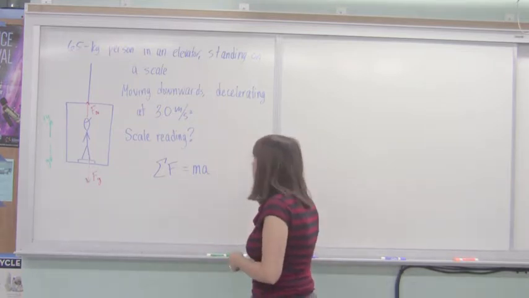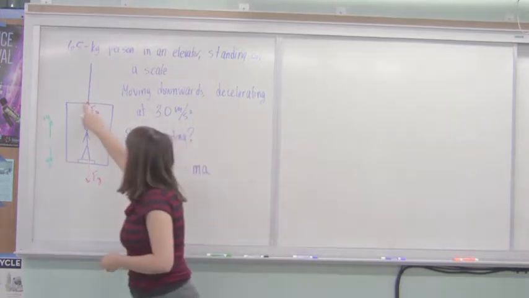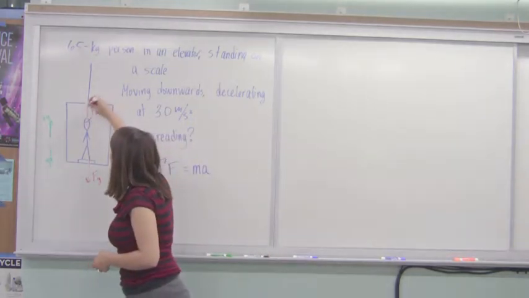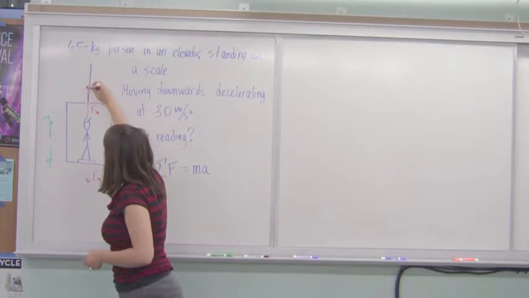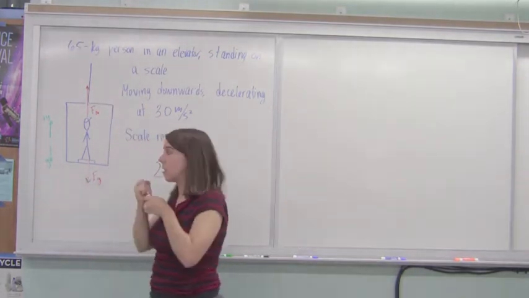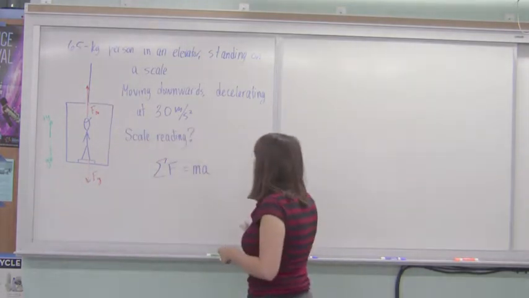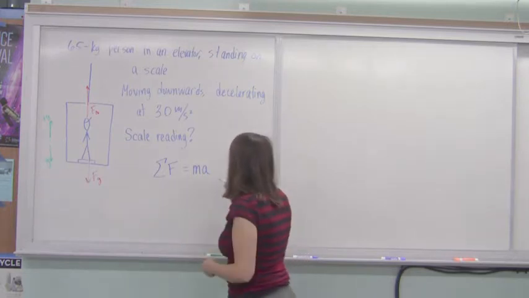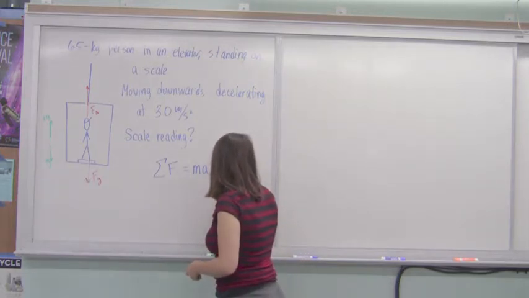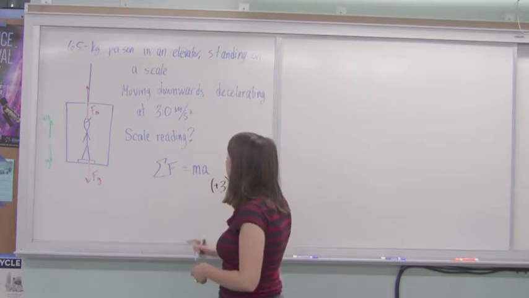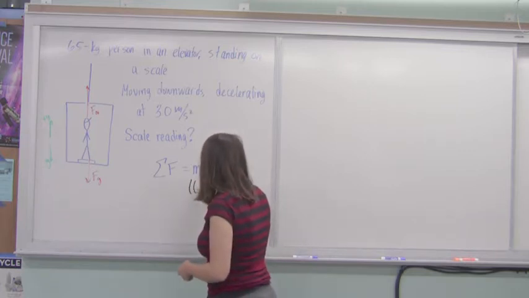Really, what I should have drawn is for the normal force to be bigger than gravity. I don't always worry about these being to scale, but it's not a bad idea to do that. So my acceleration is going to be positive here. The mass of the person I am given is 65.